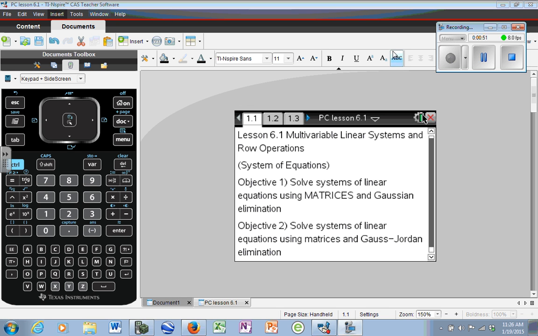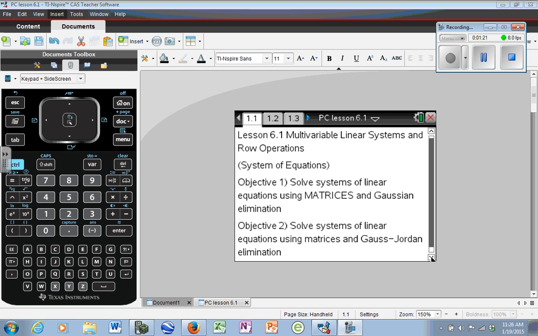So today's lesson is lesson 6.1. We're going to do the whole thing in one fell swoop: multivariable linear systems and row operations. When I say multivariable linear systems, I'm saying systems of equations, and I'll show you an example of that and how this works out. So hopefully you've already put in your objectives and done your vocabulary out of your workbook. If not, you need to go ahead and pause and go back and do that, and then come back and we'll finish up this stuff.